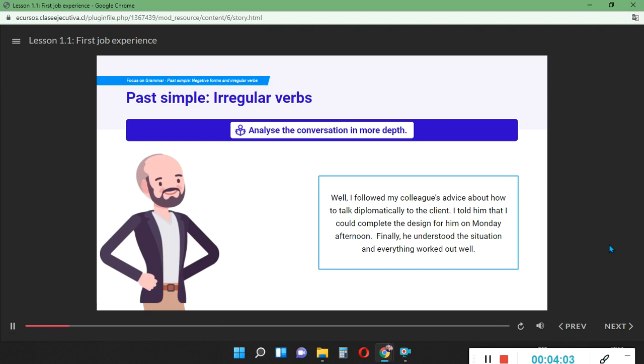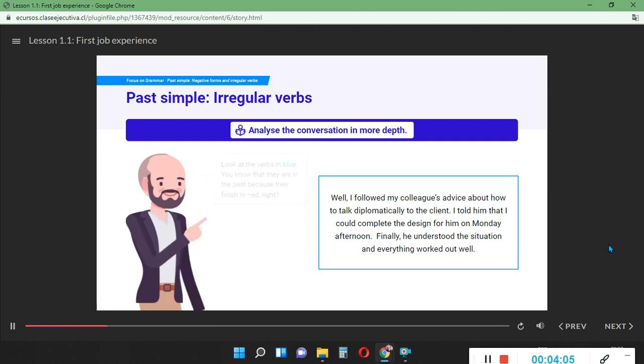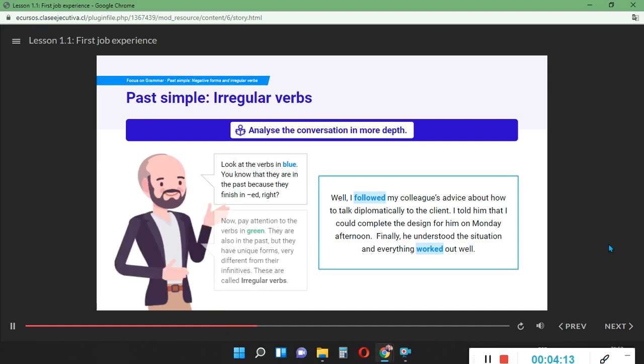Analyse the conversation in more depth. Look at the verbs in blue. You know that they are in the past because they finish in ed, right? Now, pay attention to the verbs in green. They are also in the past, but they have unique forms, very different from their infinitives. These are called irregular verbs.